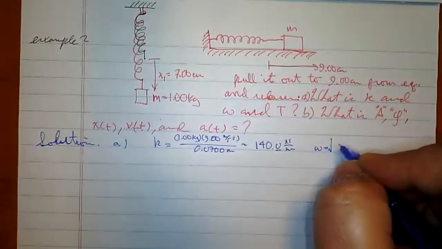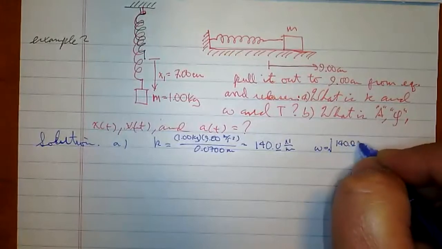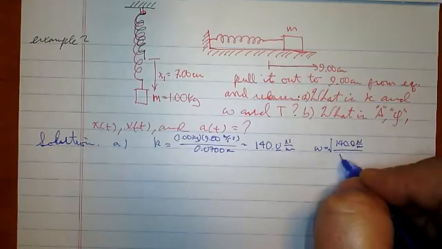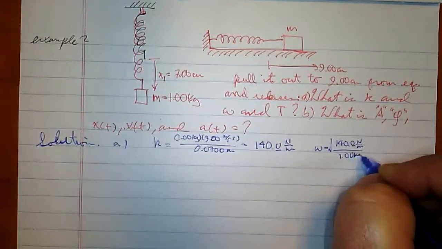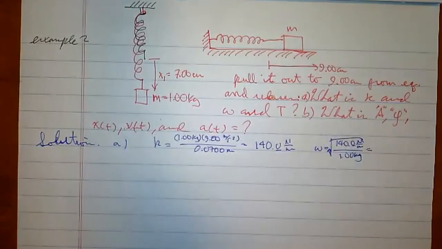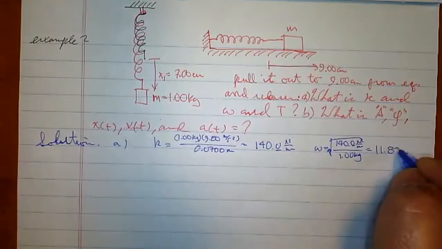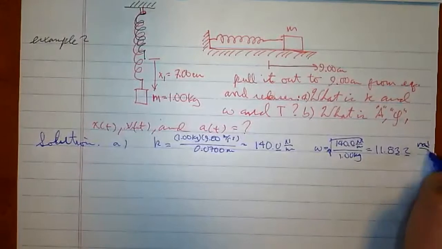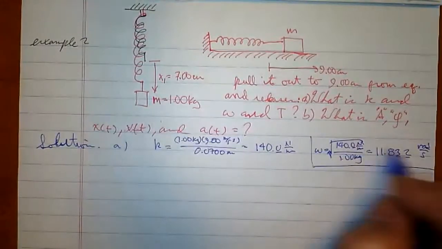Omega is equal to the square root of K over M, square root of 140.0 newtons per meter over M, and M is 1.00 kilogram. So omega is going to be equal to, take 140 divided by 1, take the square root of that, which is just the square root of 140, and that's 11.832. And that's radians per second. So we've got another answer here.